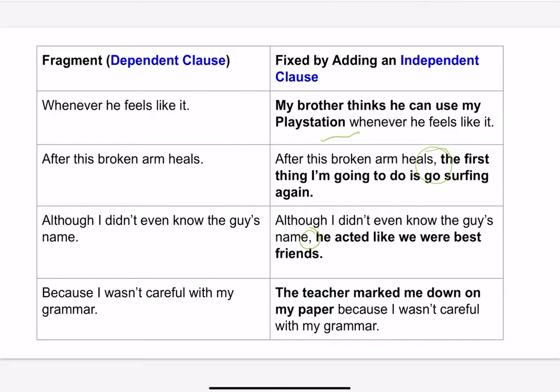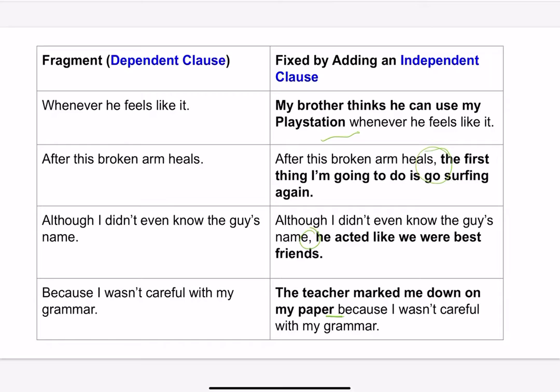He acted like we were best friends. Now, we also could have put that at the end of the sentence. He acted like we were best friends, although I didn't even know the guy's name. Now, most of the time you don't need a comma at the end. If you'll notice in each case here, this one right here included, we don't need a comma there because the dependent clause is at the end. But sometimes you might add a comma for clarification.